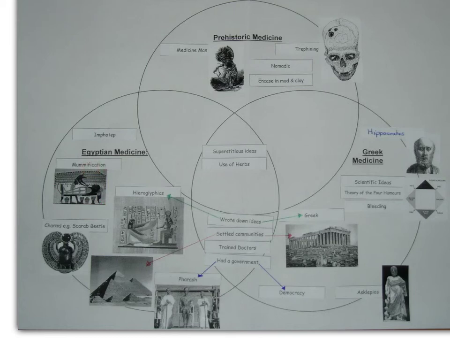Mummification, the preservation of the body after death, is what we associate with the Egyptians. Please amend and correct and pass your results back to your teacher.